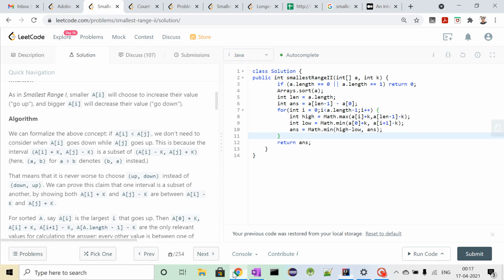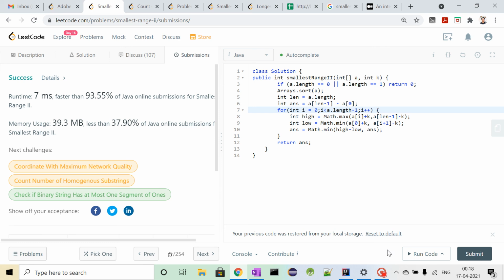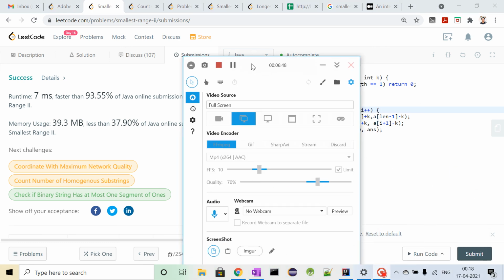Let's see, submitting this code. I have already submitted it. Yeah, so that's all for today. I hope the concept is clear for this problem.